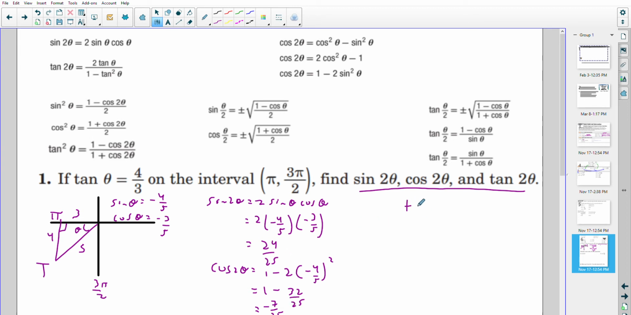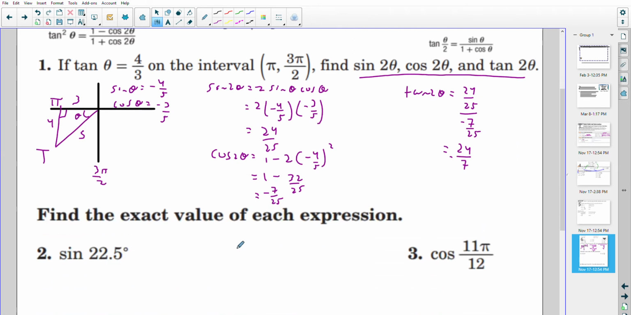Now to find the tangent of 2 theta, you could use this identity right here, or you could just go ahead and put sine over the cosine, and that's going to be the easiest to do right there. So that becomes this. Multiply top and bottom by 25 and get 24 over negative 7. So a negative 24/7 will give you the answer for the tangent of 2 theta.